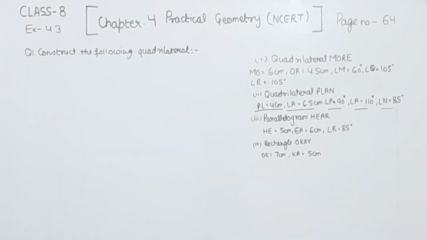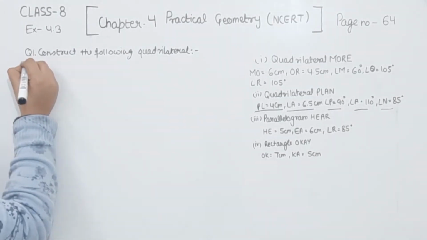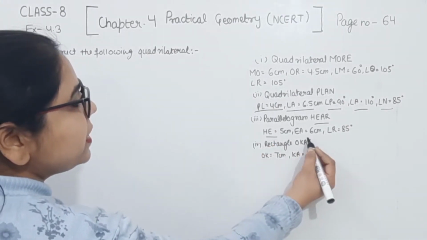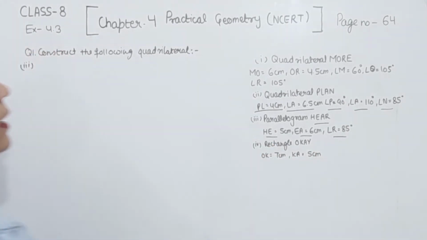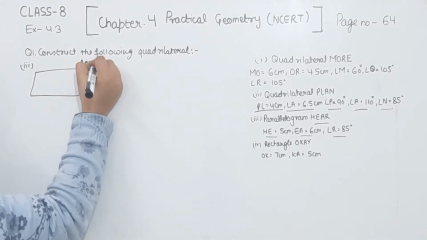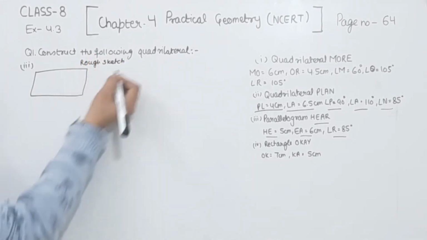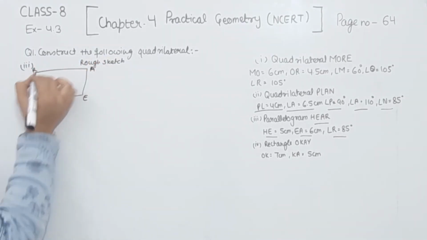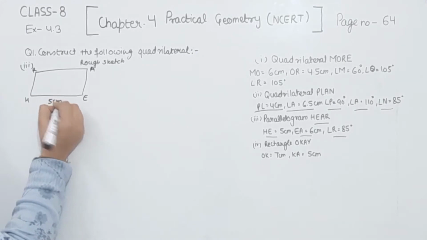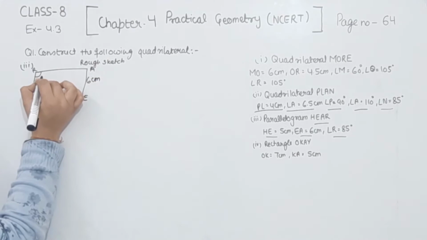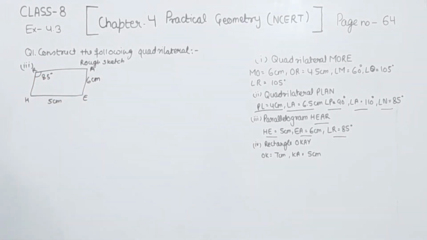Now comes part 3. In part 3 we have parallelogram HEAR. In this one HE is equal to 5 centimeters, EA is equal to 6 centimeters, angle R is equal to 85 degrees. So I am going to construct, first of all, the rough sketch. So I am going to write here HEAR. So HE is equal to 5 centimeters, EA is equal to 6 centimeters and angle R is equal to 85 degrees.